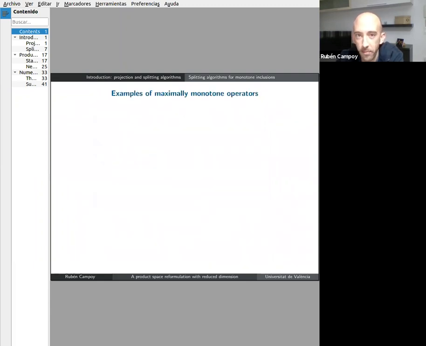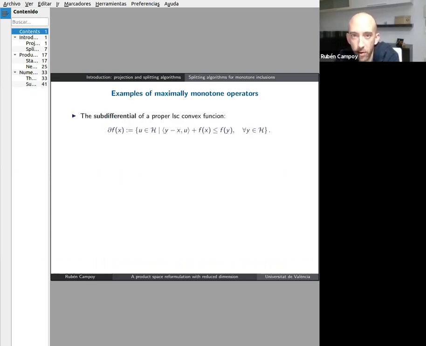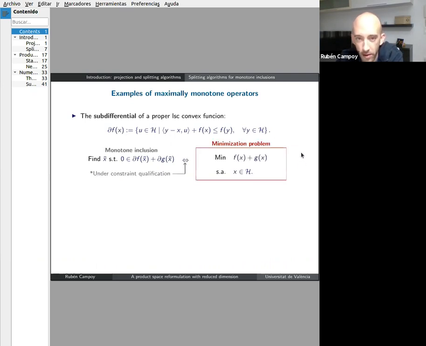So classical examples of maximally monotone operators include the subdifferential of a proper lower semi-continuous and convex function. And in this case, a monotone inclusion of two subdifferentials would be not exactly equivalent, but under a CQ, we have the equivalency of a minimization problem. We want to minimize the sum of two convex functions.